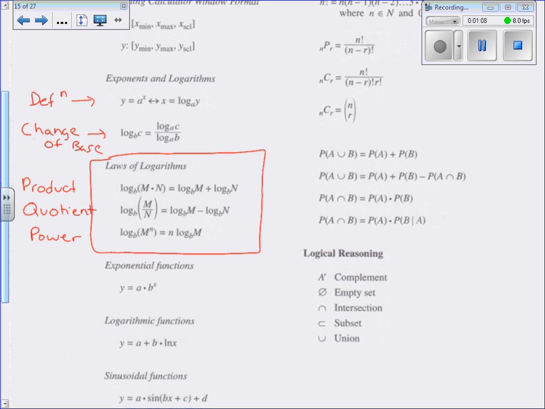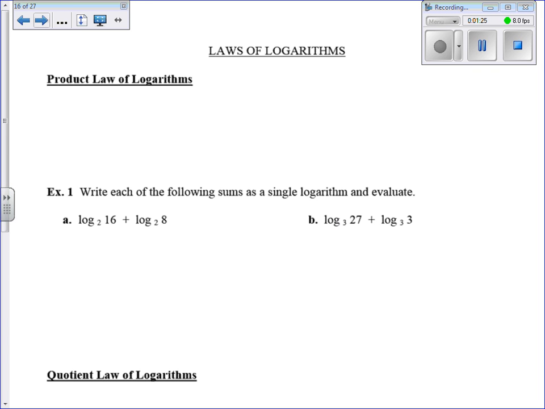The product law involves multiplication of logs, the quotient law involves division of logs, and the power law involves raising something, it involves exponents. So we're going to work with that, and I'm going to show you basically how to use those particular laws. So we'll start with the product law of logarithms.